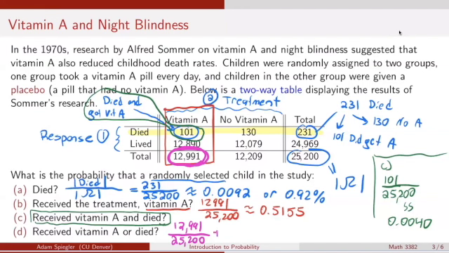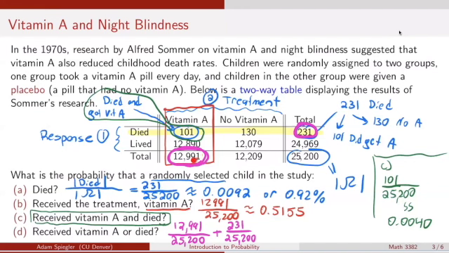And then we also want to include all of the children in the study that died, because we want to count the children that received vitamin A or died. So that would be this total of 231 out of 25,200. But if I stop here, I've made an error. And the error is that there were some children in the study that both got vitamin A and died. And we've included those children in both of these totals.